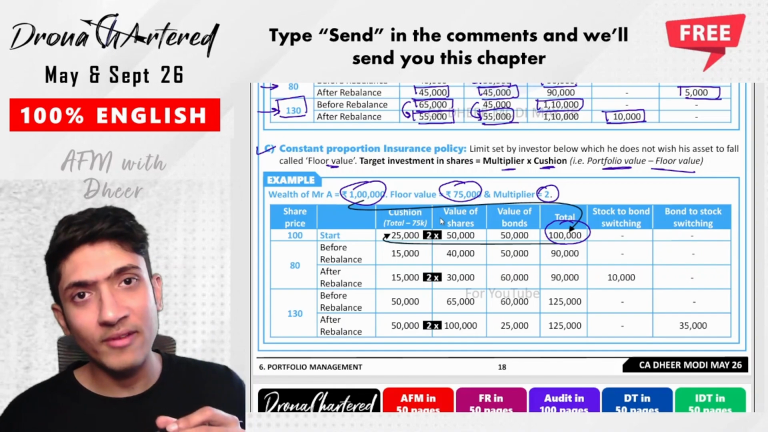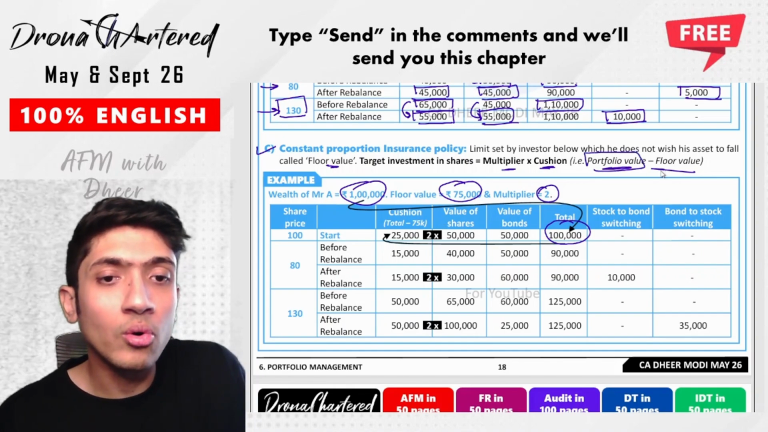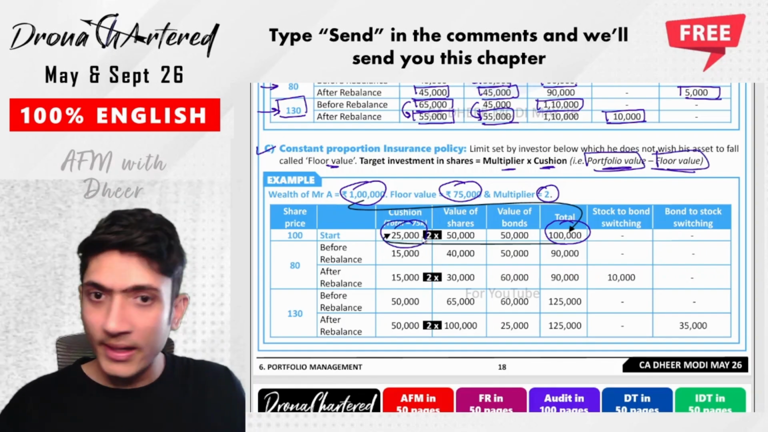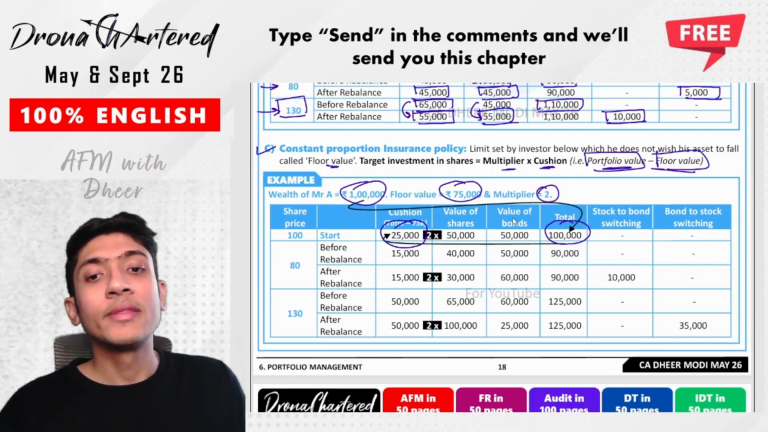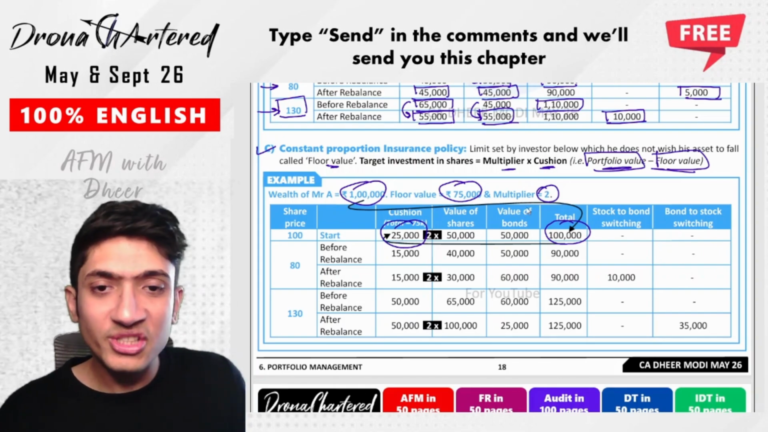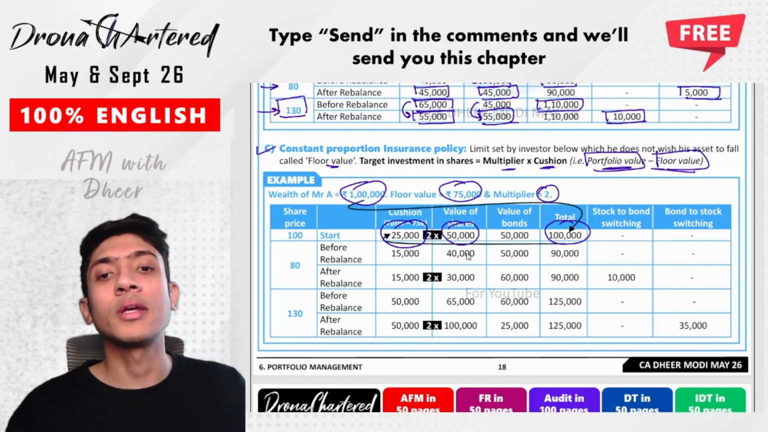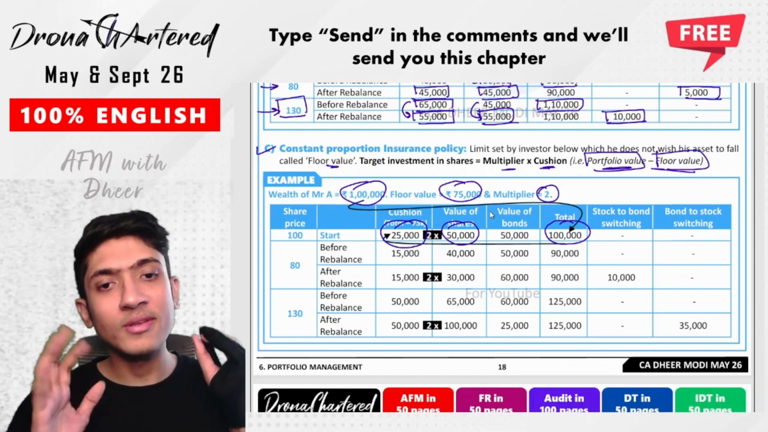So if my floor value is 75,000, that means my cushion, that is your portfolio value minus my floor value, is 25,000. Correct. So my cushion is 25,000 and they've given us a multiplier of 2. That is what I am allowed to put in shares is my cushion into your multiplier. That is I am allowed to put 50,000 into shares. So 50,000 goes into shares, 50,000 goes into bonds.